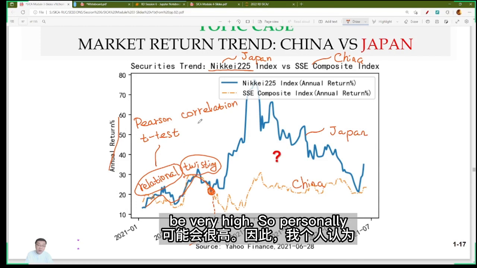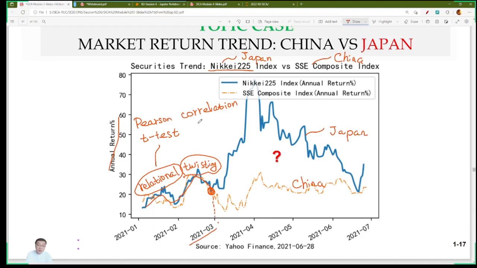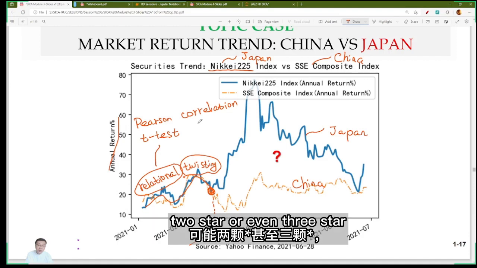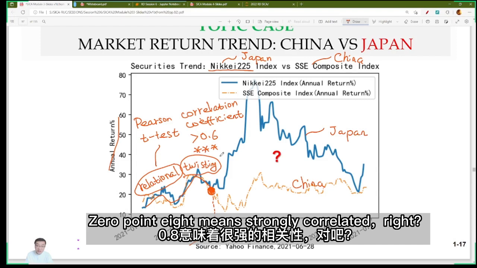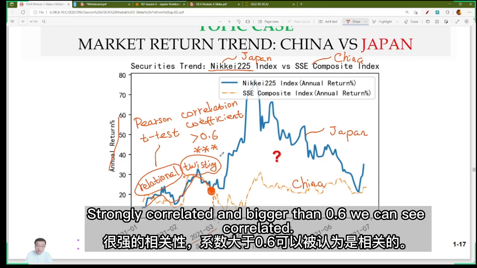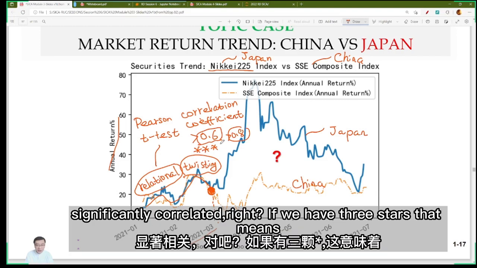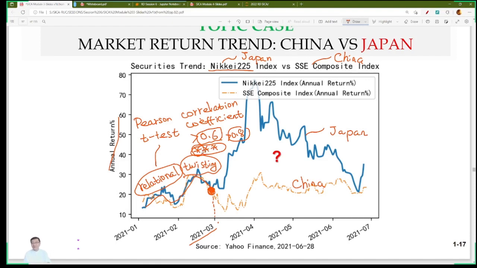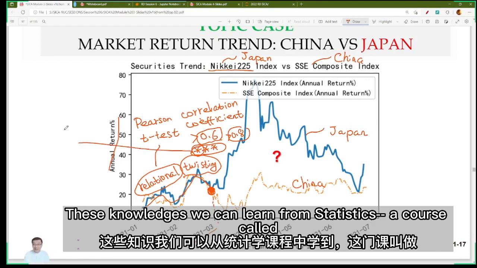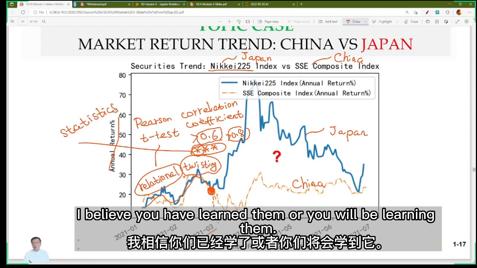So personally, I think it must be bigger than 0.6 and would be significant, at least 1 star. Right? At least 1 star, but probably 2 stars or even 3 stars. Or the correlation coefficient may be bigger than 0.8. 0.8 means strongly correlated, right? And bigger than 0.6, we can say correlated. With at least 1 star, we will say significantly correlated. If we have 3 stars, that means strongly, significantly correlated. It's very interesting. This knowledge we can learn from a course called statistics. I believe you have learned it or you will be learning it.